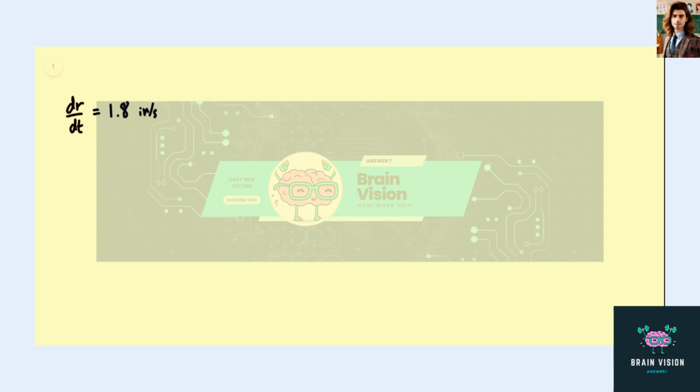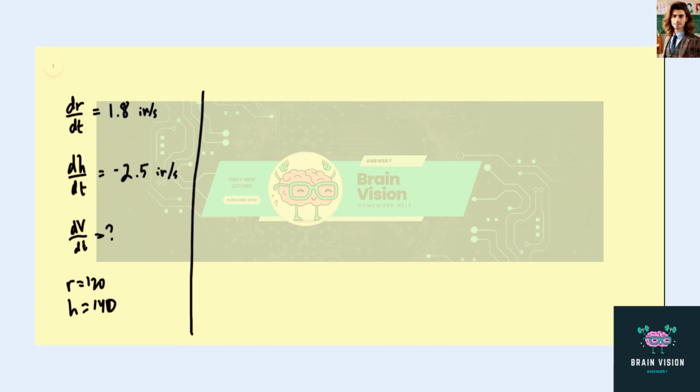Now the height is decreasing at 2.5 inches per second. So that means the rate of change of height is decreasing, so minus 2.5 inches per second. And we're asked about the rate the volume of the cone is changing. So in other words, we're supposed to figure out how quickly is the volume of the cone changing, dV/dt, when the radius is 120 and the height is 140. So we have all the info we need.